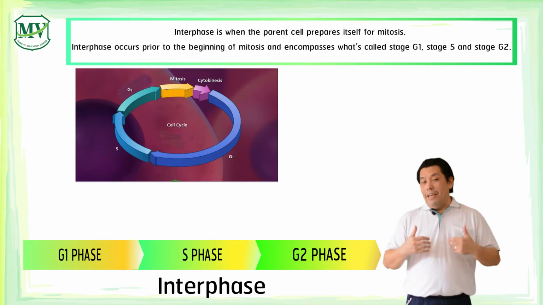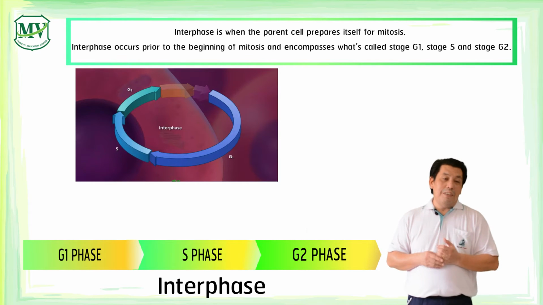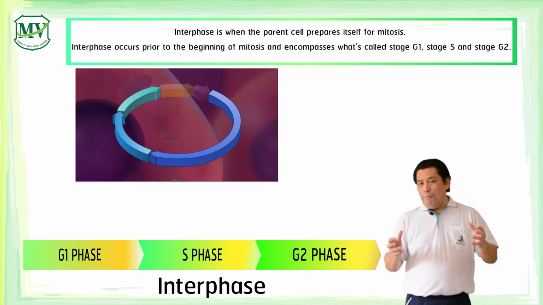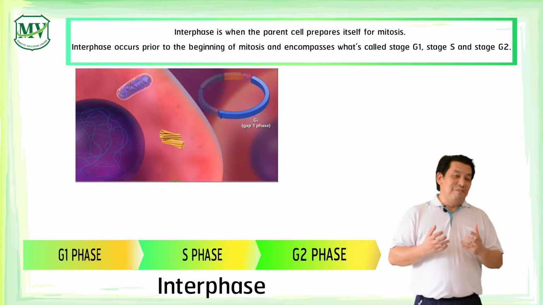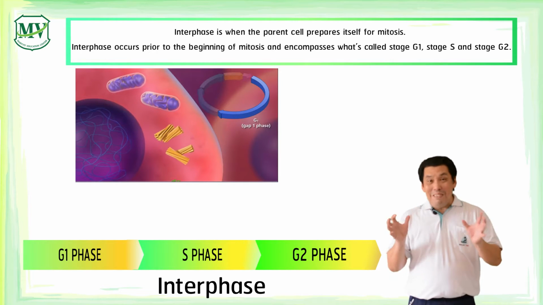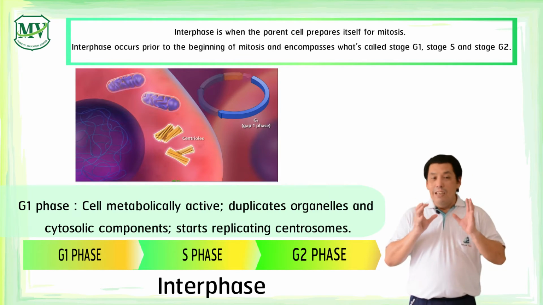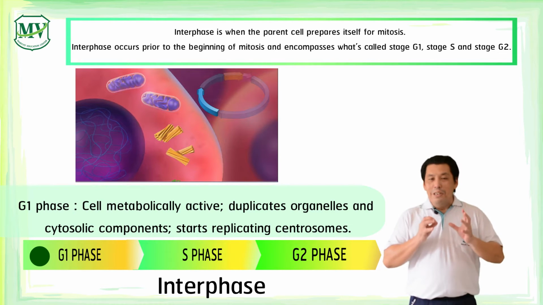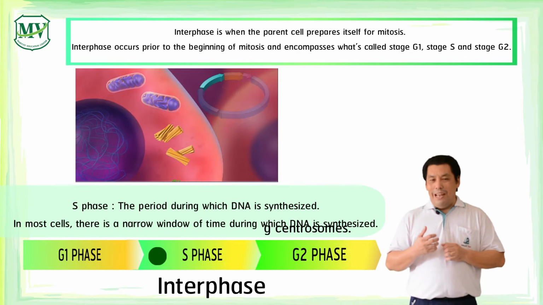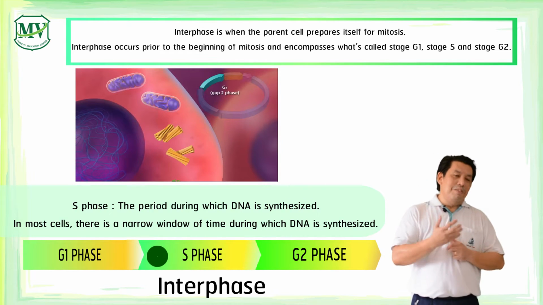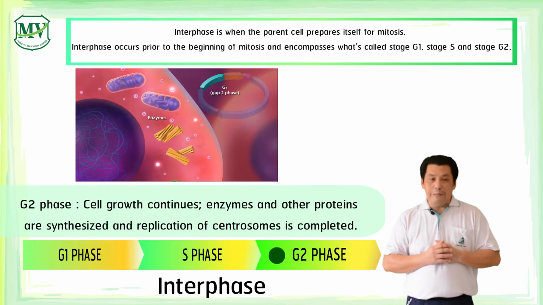The cell cycle begins with stage G1, which is a part of interphase. So how does the parent cell prep itself for mitosis during interphase? During interphase, the cell is busy growing. It's producing proteins and cytoplasmic organelles during the G1 phase, duplicating its chromosomes during the S phase, then continuing to grow in preparation for mitosis in the G2 phase.